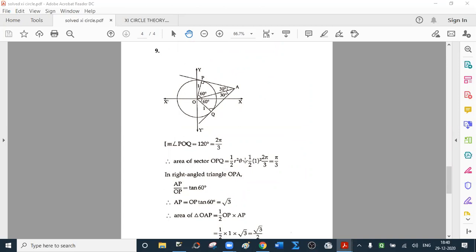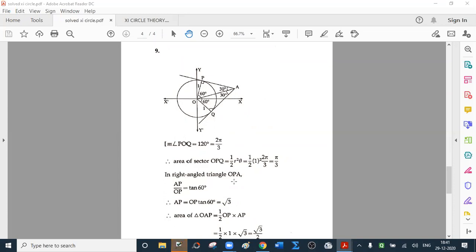A pair of tangents are drawn to a unit circle with center at origin, and these tangents intersect at A, enclosing an angle of 60 degrees. The area enclosed by these tangents and the arc of the circle is, see, major angle POQ in this case is 2 pi upon 3. I hope you understood this. Still I'll explain. This is 60, so this is 30, this is 30. Now radius through point of contact is perpendicular to tangent, so this is 90. So this has to be 60. Similarly, this is 60, so 120.